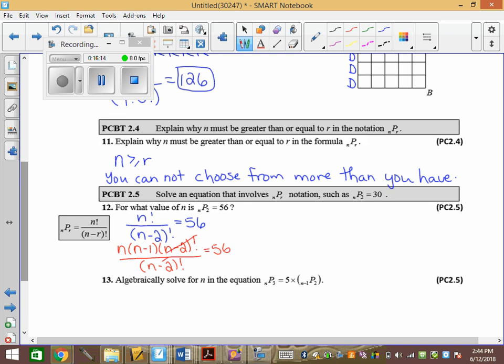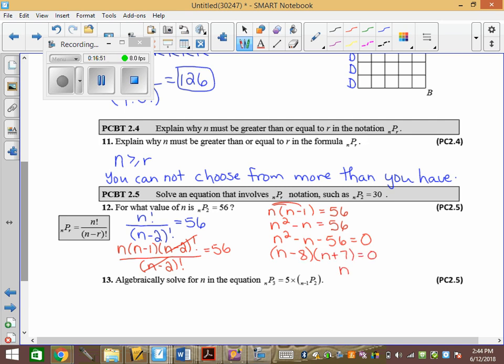N minus 2 factorials cancel, and I'm left with n times n minus 1 equals 56. Expand it out. N squared minus n equals 56. Please don't tell me it's 0 and 1 at that point, and just ignore the factors of 56. That's not helpful. It's a quadratic, so we have to move everything to one side. What multiplies to give me negative 56 and adds to give me negative 1? Negative 8 and positive 7.